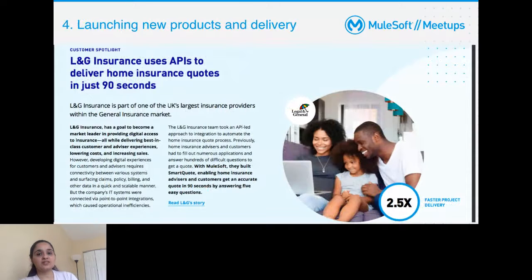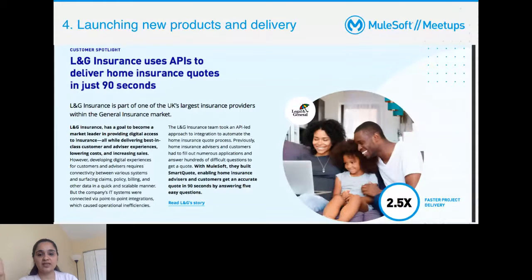So the fourth one is launching the new products and delivery. So as the digital transformation initiative, LNG Insurance used the APIs to deliver the home insurance quotes in just 90 seconds. So initially, LNG Insurance had multiple flows for getting the home insurance quotes. But with the MuleSoft, they built the smart quote. It's a new product flow, enabling the home insurance advisors and customers to get an accurate quote in just 90 seconds. That's the goal they achieved.